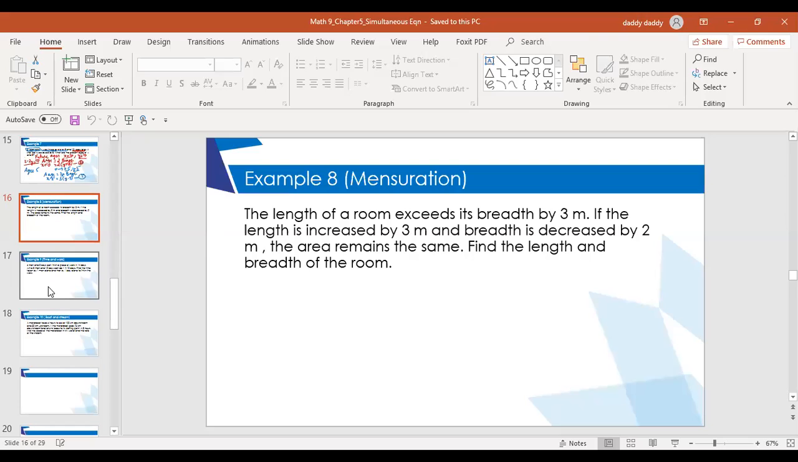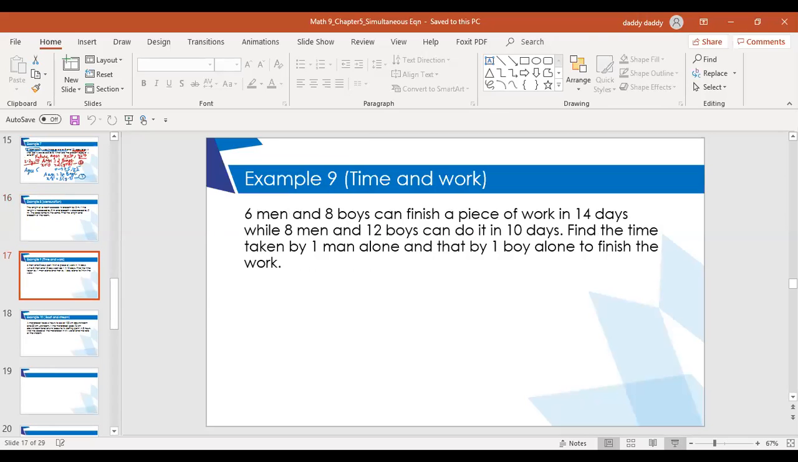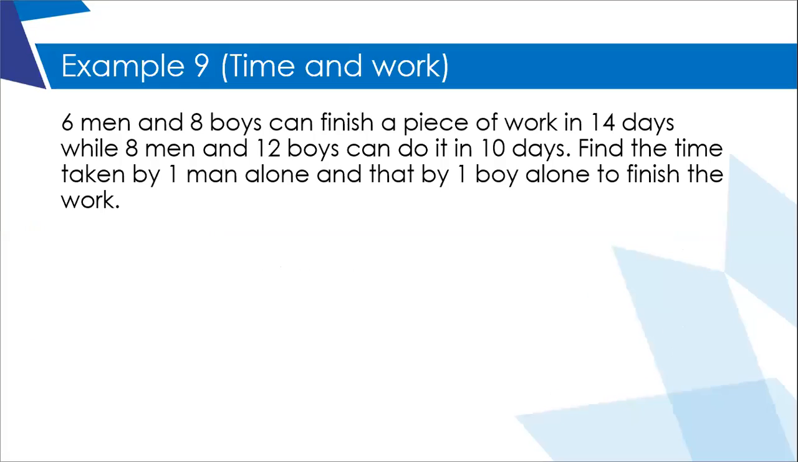Okay, this is your next question. Now this is a little different. We have done time and work questions in grade 8 also. So there is one logic which goes behind this, and I want to know how many of you remember this kind of question. 6 men and 8 boys can finish a piece of work in 14 days, while 8 men and 12 boys can do it in 10 days. Find the time taken by one man alone and that by one boy alone to finish the work.